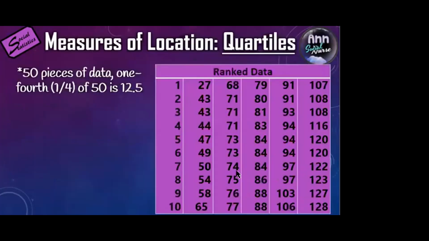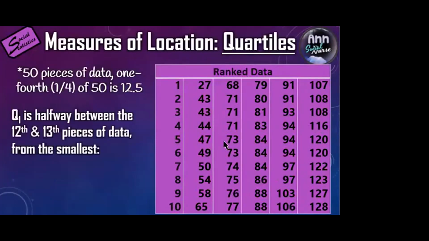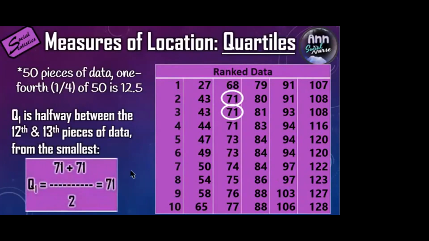In detail, from the rank data, you're going to identify the location of the 12th and the 13th. So here and here. Then in the equation, Q1 is equal to these two numbers, divided by 2, and you get 71.